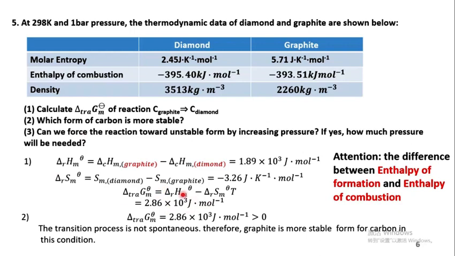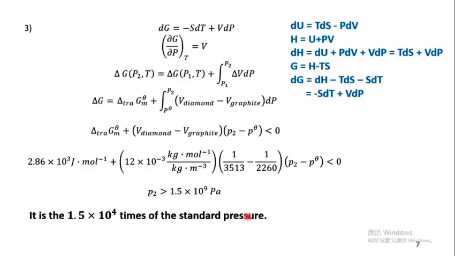For the second small question, because we know the delta G equals this, and this one is bigger than 0, this means this transition process is not spontaneous because the delta G is bigger than 0.